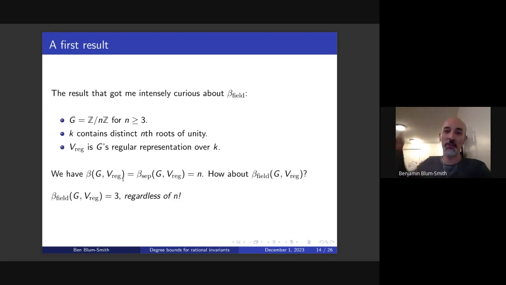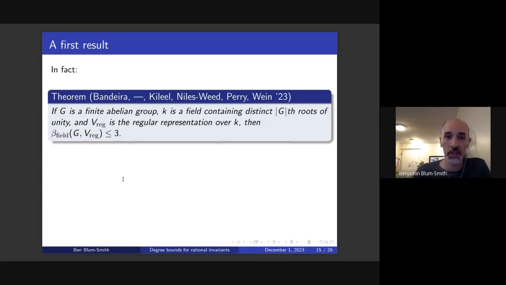It's 3, regardless of n. So I'm hoping that you think this is as awesome as I thought it was when we figured it out, because I was just like, what? You mean it doesn't even depend on n? And this is actually a special case of a more general result, which I wrote down the proof of.